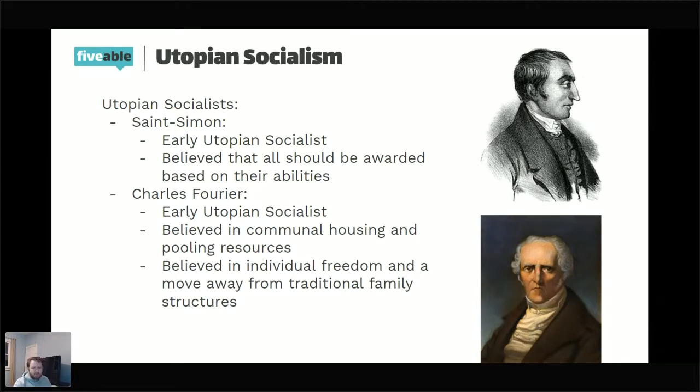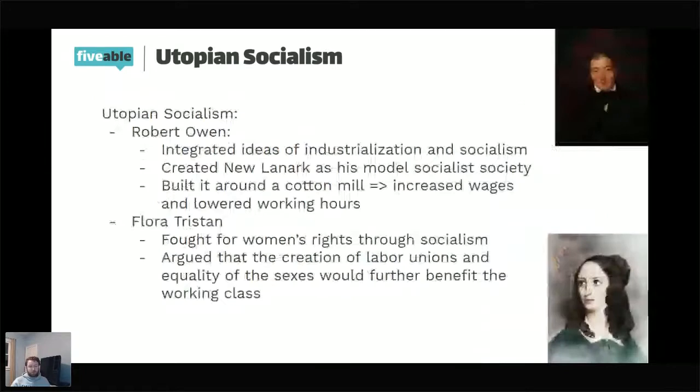But probably the most important, at least I think the most important utopian socialist is Robert Owen. Robert Owen is a business owner, a very successful factory owner, who also kind of buys into utopian socialism and the ideas it is based around. Because he's a factory owner and not necessarily just a scholar, political theorist, or social theorist, he is going to integrate industrialization and socialism. His big grand experiment here is New Lanark.